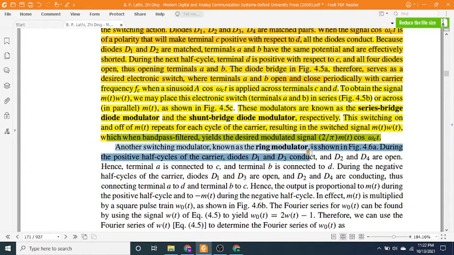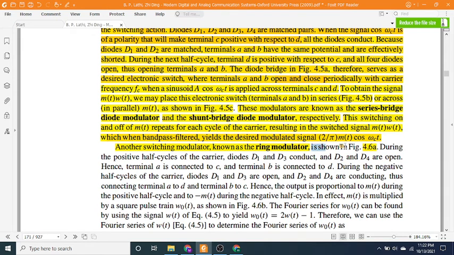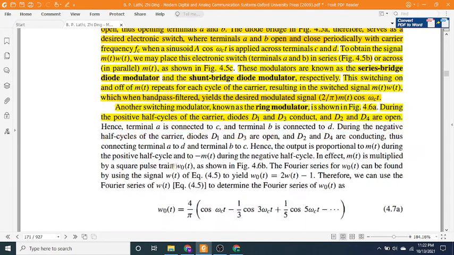Another switching modulator, known as the ring modulator, is shown in Fig. 4.6a. During the positive half cycles of the carrier, diodes D1 and D3 conduct, and D2 and D4 are open. Hence, terminal A is connected to C, and terminal B is connected to D. During the negative half cycles of the carrier, diodes D1 and D3 are open, and D2 and D4 are conducting, thus connecting terminal A to D and terminal B to C. Hence, the output is proportional to m(t) during the positive half cycle and to −m(t) during the negative half cycle. In effect, m(t) is multiplied by a square pulse train w(t), as shown in Fig. 4.6b.